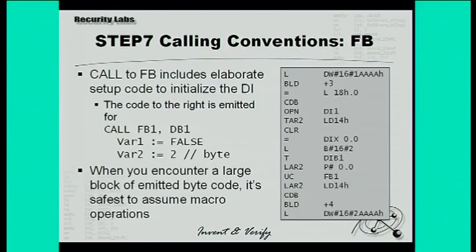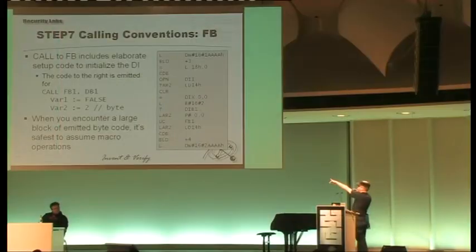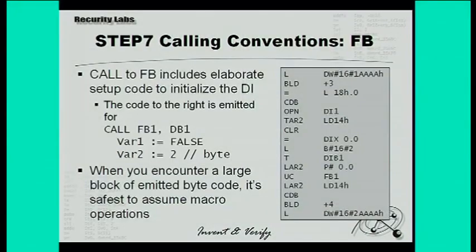So it actually turns out, once I had the disassembler working, this is what happens. For example, here you have a call to a function block with a data block and two variables passed on. And this is all the code that's emitted. The most interesting thing, the actual call, happens down there. The UC is an unconditional call into FB1. And this is the actual call, and everything else is parameter setup. This is how it passes the arguments.